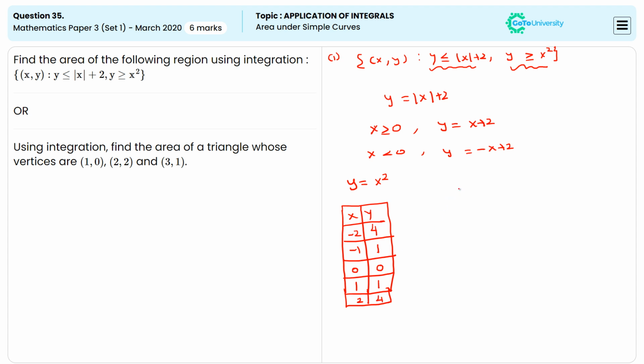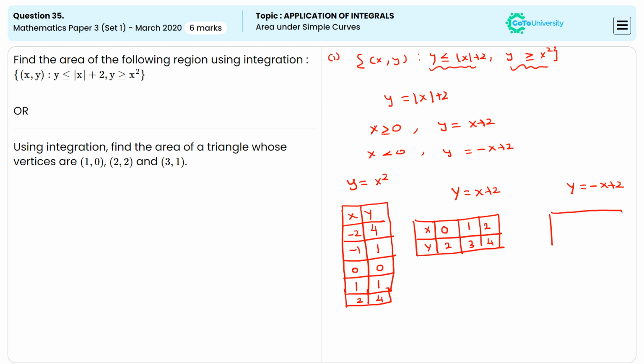Now for drawing the lines, we consider y equal to x + 2 and y equal to minus x + 2. First let us take the line y equal to x + 2 and find the coordinate points. If x is 0, then y is 2; if x is 1, the value of y is 3; and if x is 2, the value of y is 4.